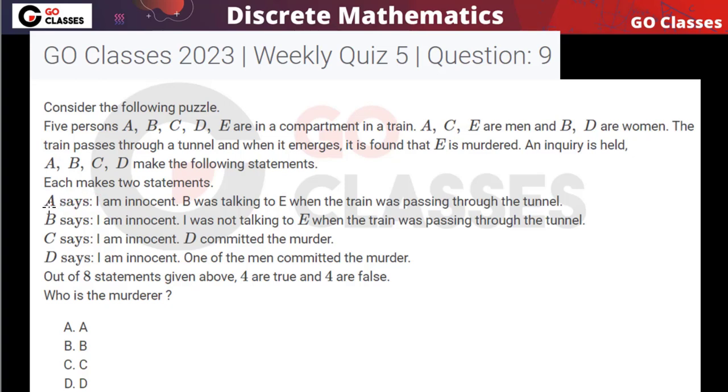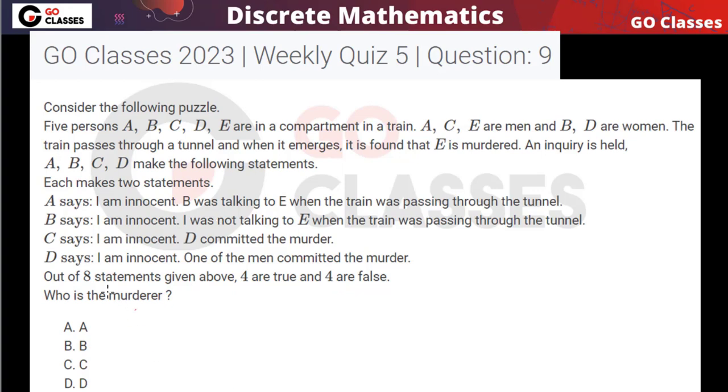Everyone is making two statements. A is making two statements: I am innocent and this. B is saying I'm innocent and this, C is saying I'm innocent and this, and D is saying I'm innocent and this. So in total there are 8 statements. A, B, C, D are all making two statements, and the question says that 4 are true, 4 are false. Now who is the murderer?